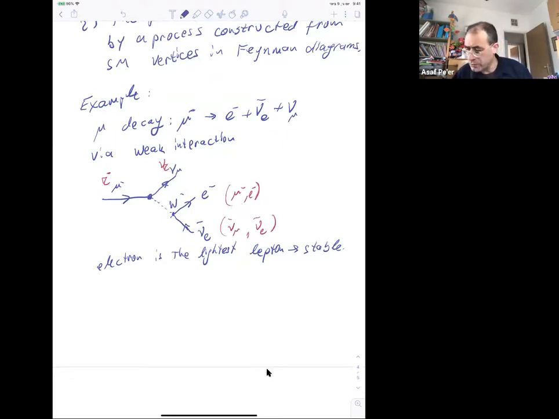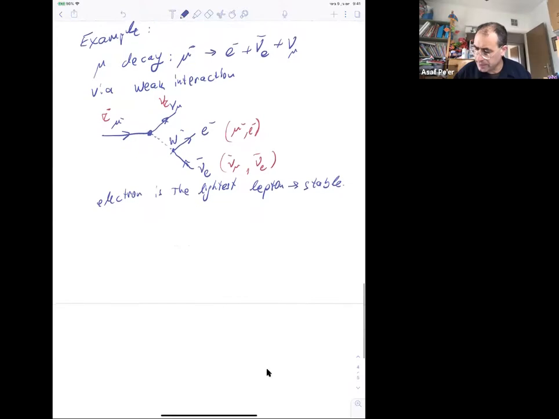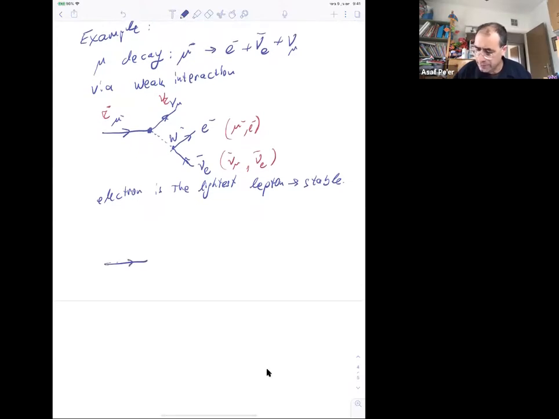So rather than muon or tau, I could write down exactly the same Feynman diagram for the decay of a quark, right? Down, up, W boson, and then electron and anti-neutrino electron, right? Again, I conserve the charge, right? The down quark has a charge of -1/3, up quark plus 2/3, W minus is charge -1. So charge is conserved in each vertex.